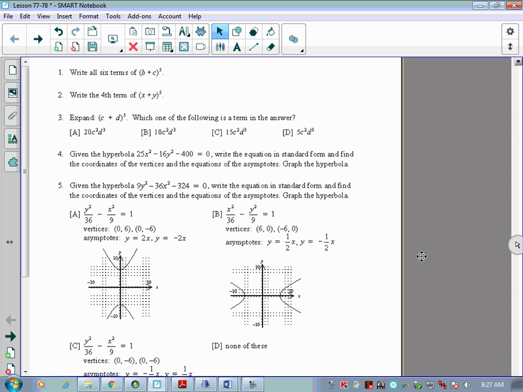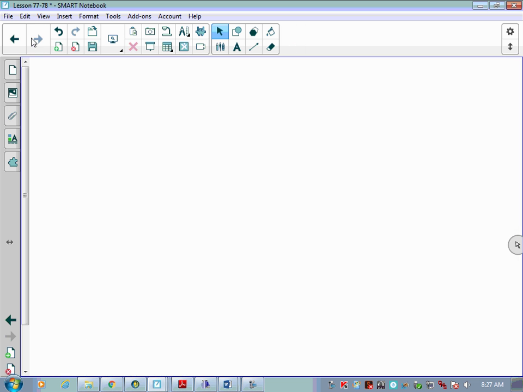Lesson 77 is going to deal with binomial expansion. It's going to talk about writing all 6 terms. The best way I know how to describe this is to start you off with, goodness, the term just left my head. Well, Pascal's triangle.